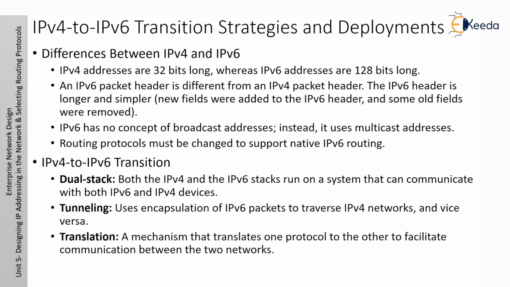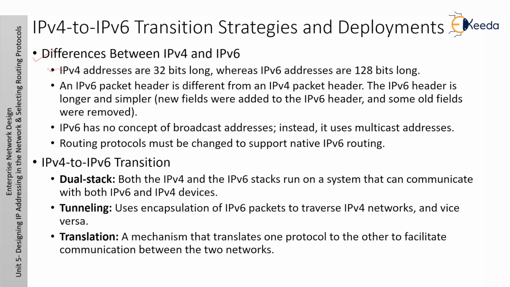IP version 4 to IP version 6 transition strategies and deployment. IP version 4 to IP version 6 migration does not happen automatically. So how will it be done? Fine. Let us see the difference between IP version 4 and IP version 6.